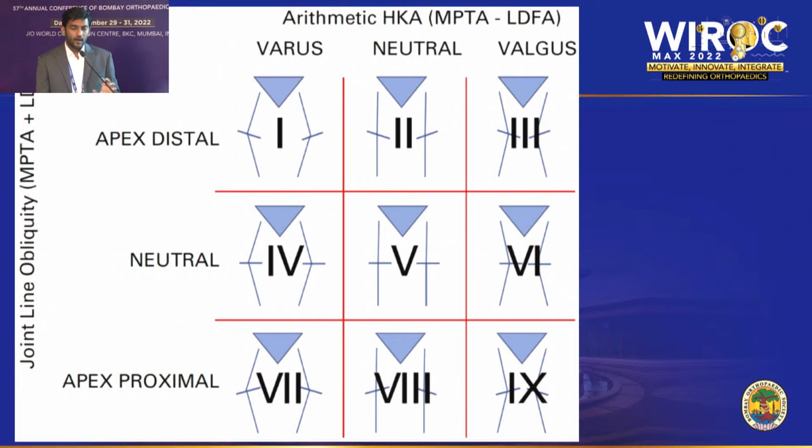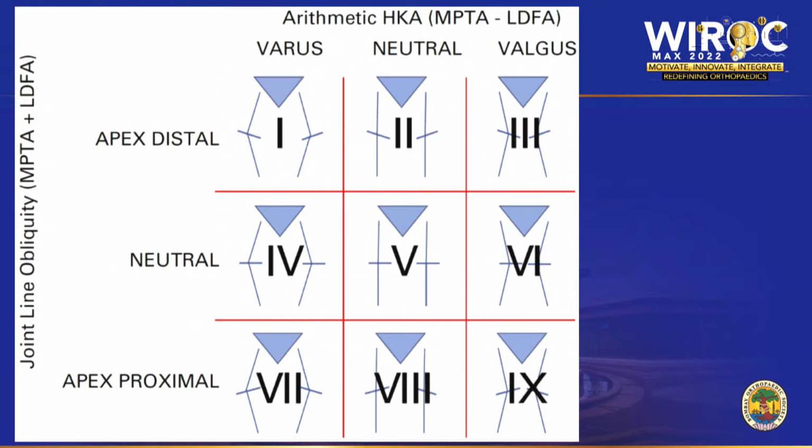So how we planned was, we look at all knees and try and divide them into varus, neutral or valgus, and then see the joint line obliquity, whether it's distal, neutral or proximal. This is the CPAC classification, where all knees are divided into these 9, and most varus Indian knees are in a CPAC 1 or a 4, where you can see there's varus, and the joint line is either parallel to the ground or it's apex distal.